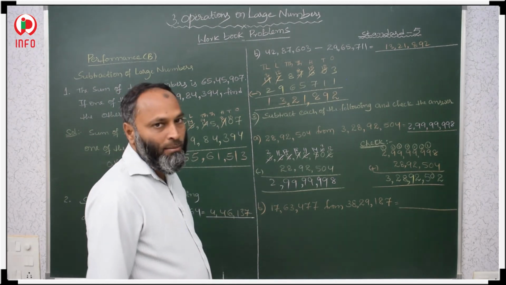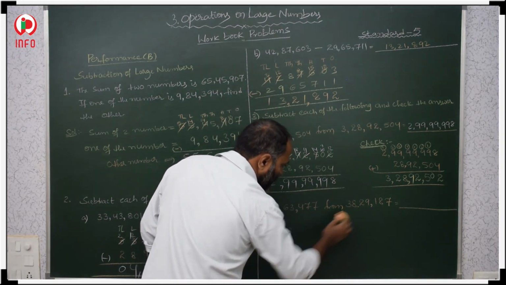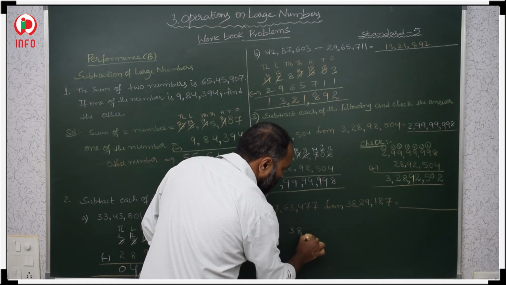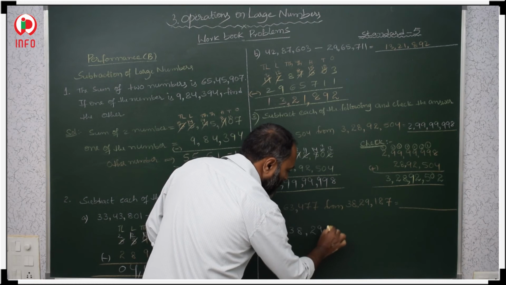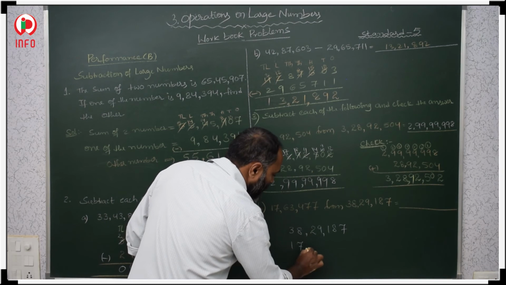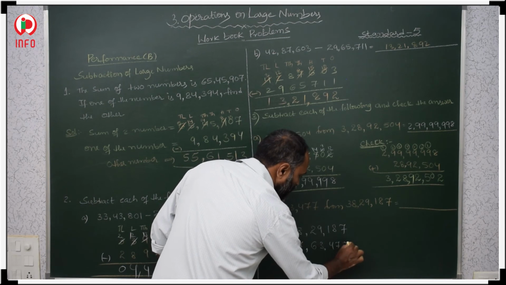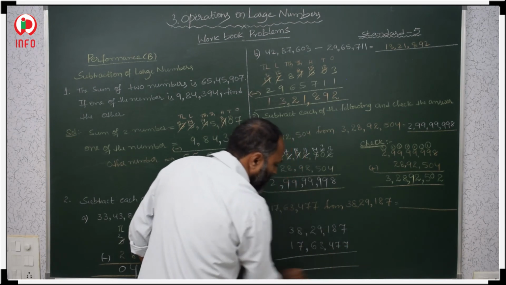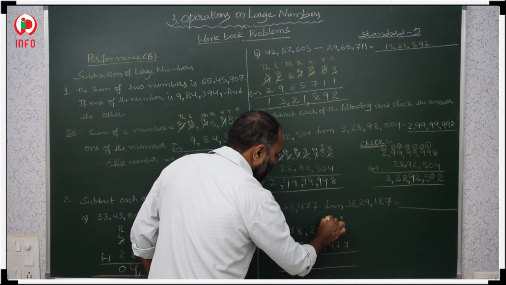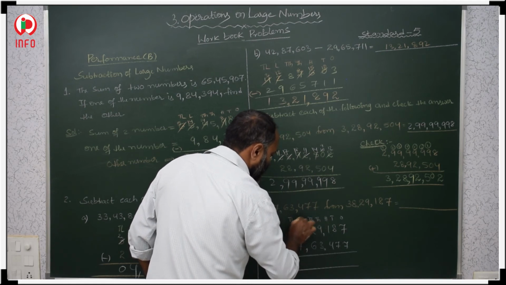And this is also a similar question. First we have to subtract. 38 lakhs 29,187. Then 17 lakhs 63,477. We have to subtract. Ones, tens, hundreds, thousands, 10,000s, lakhs, 10 lakhs.